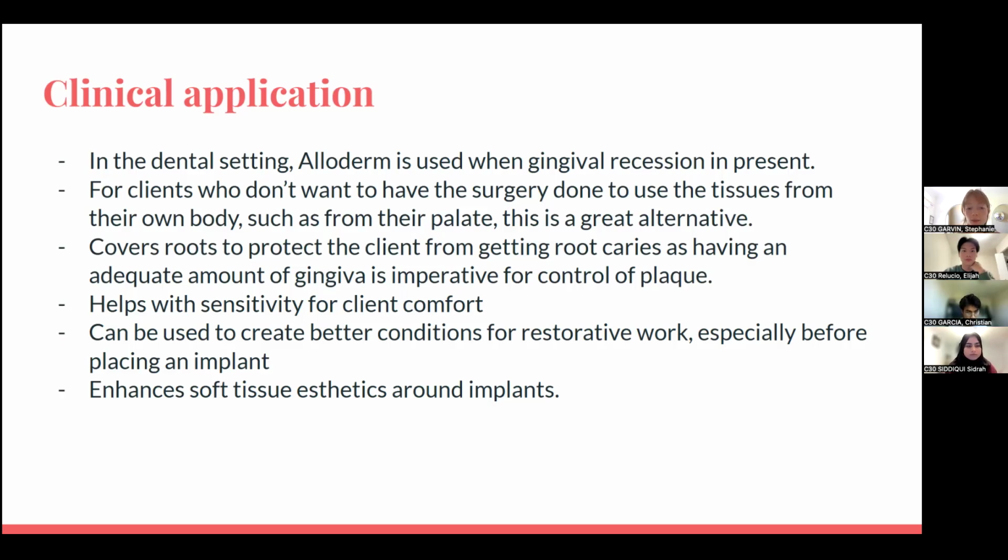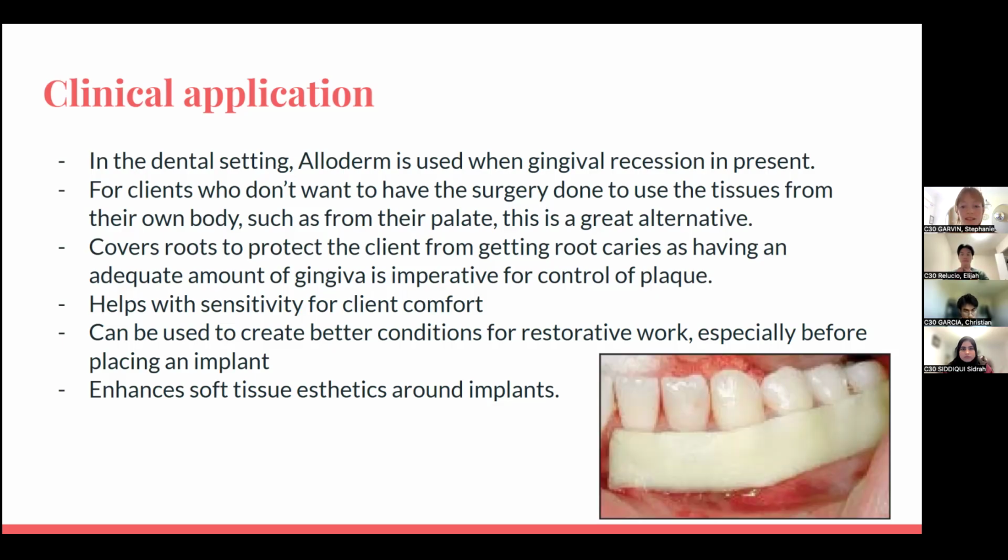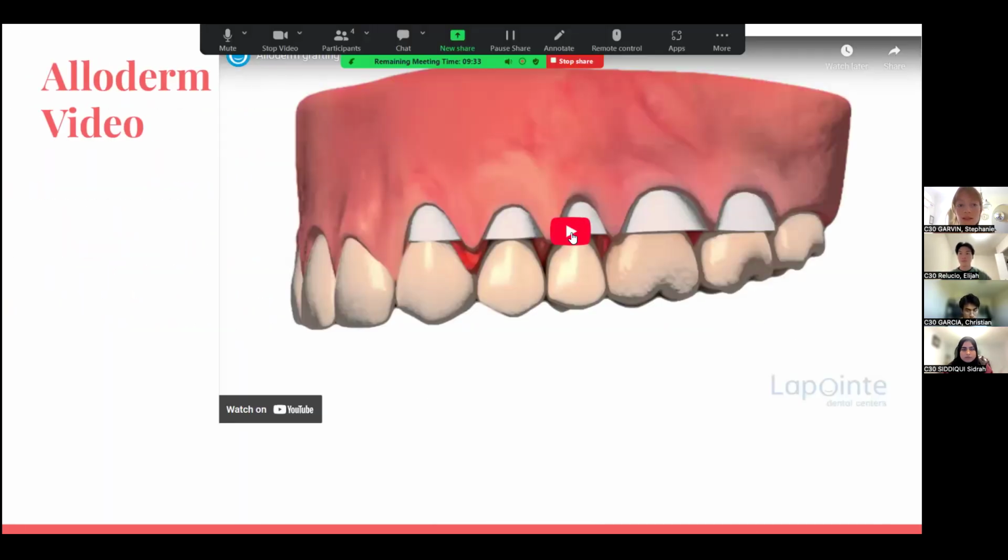So when you have that exposed root and you don't have the enamel covering, it helps with dentinal hypersensitivity. It can be used to create better conditions for restorative work, especially before placing an implant, and it also enhances soft tissue aesthetics around implants. And there's an image right there. And now we have a video on how it works.